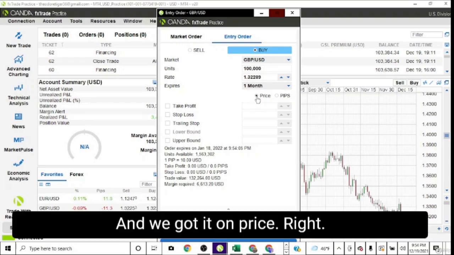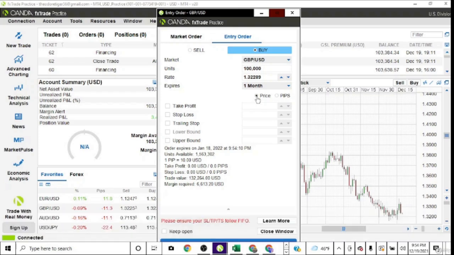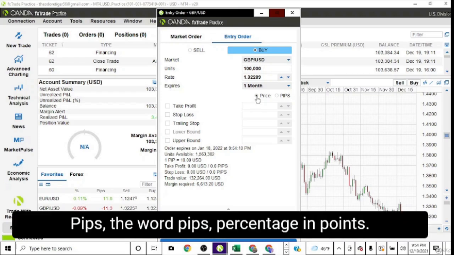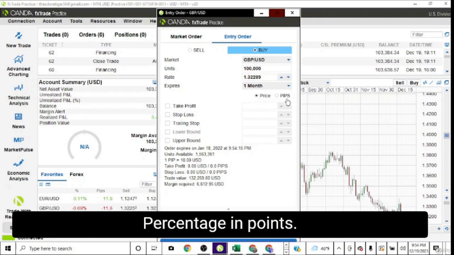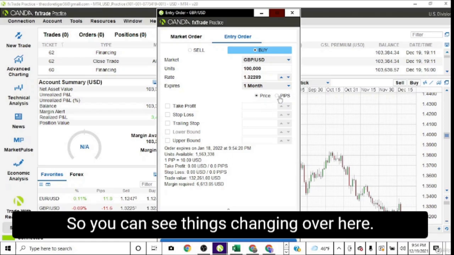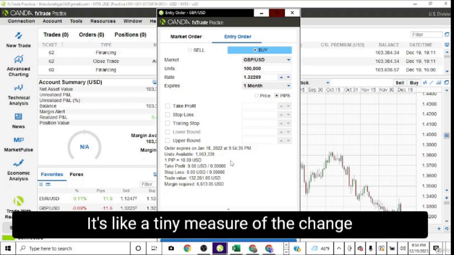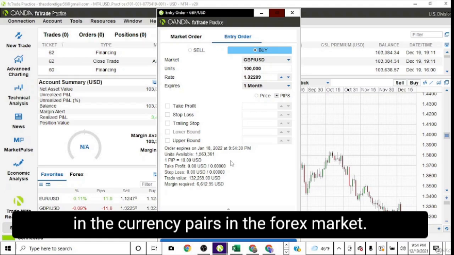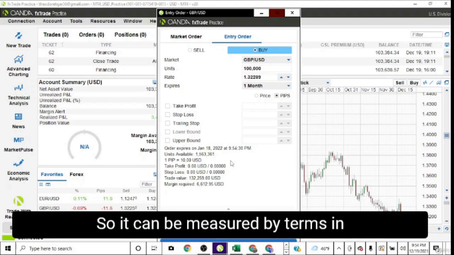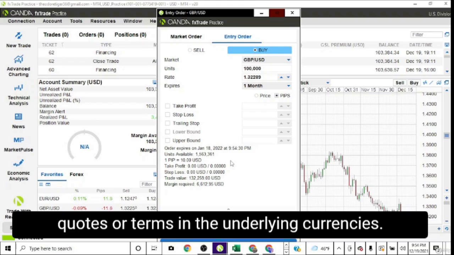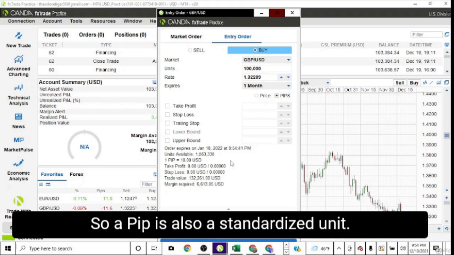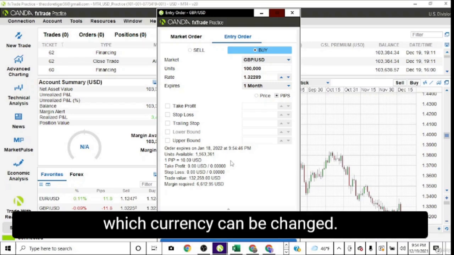So always pay attention to this. And we got it on price, right? We have it on price, but you also see what? We see pips, the word pips, percentage in points. That's what pips mean, percentage in points. So you can see things changing over here. It's like a tiny measure of the change in the currency pairs in the forex market. It can be measured in terms of quotes or terms of the underlying currencies. A pip is also a standardized unit. It is the smallest amount by which a currency can be changed.